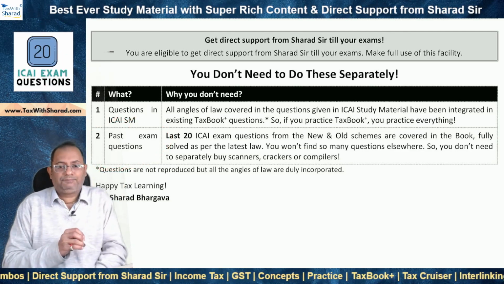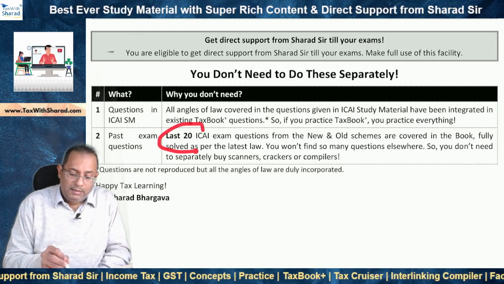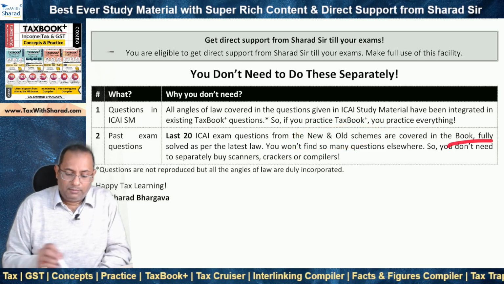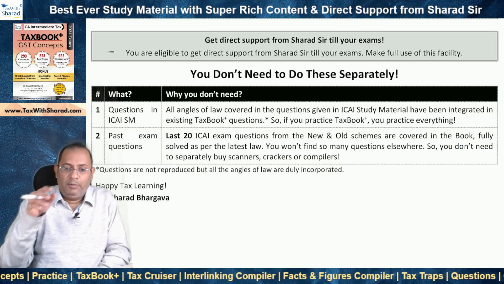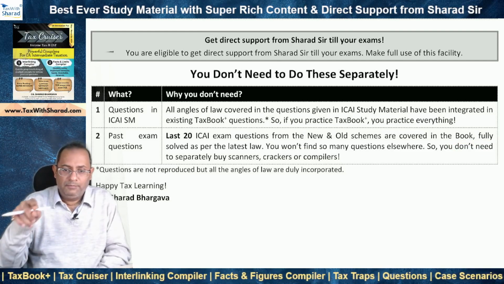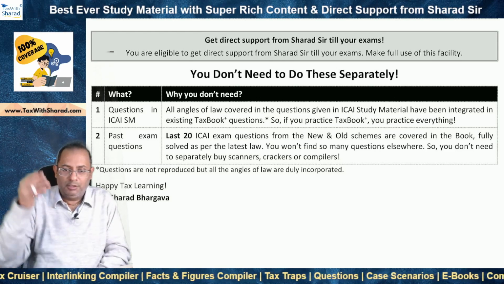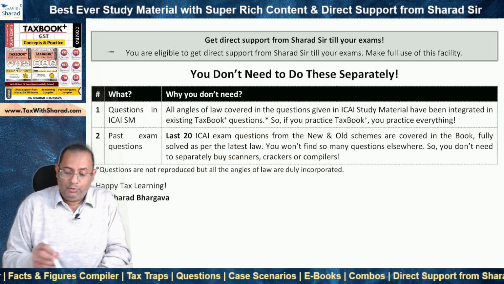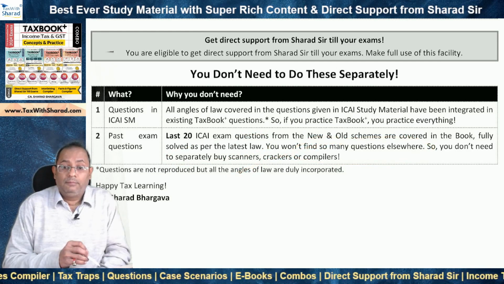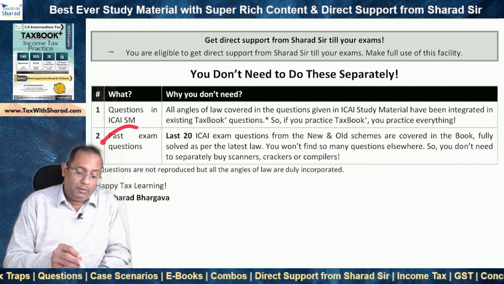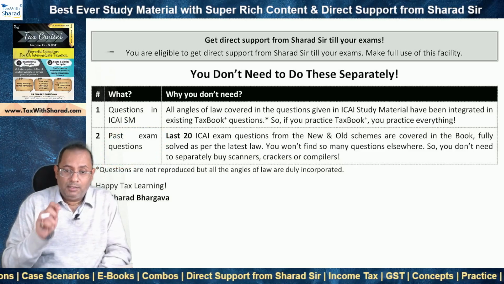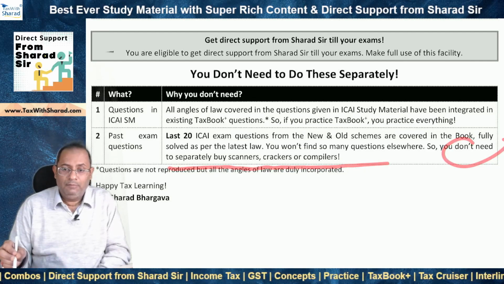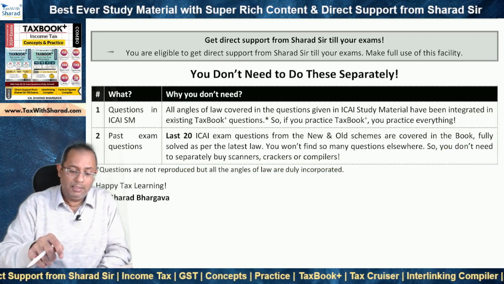Second, past exam questions. Last 20 ICAI exam questions from the new as well as the old schemes are covered in the book. For GST, it is since May 2018 because that was the first attempt when GST law was made effective in the exams. And they are fully solved as per the latest law. You won't find so many questions elsewhere. So you get all these past exam questions within TaxBook Plus, the practice book itself. So you don't need to separately buy scanners, crackers or compilers which are available in the market. There is no need because you have got everything covered in TaxBook Plus itself.